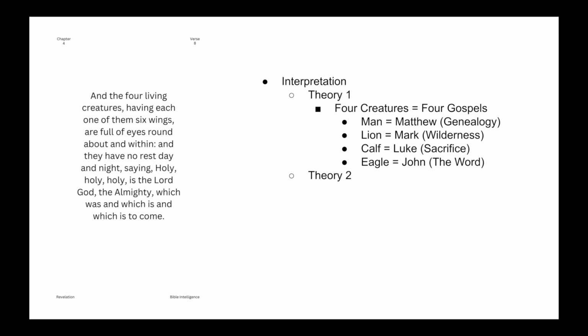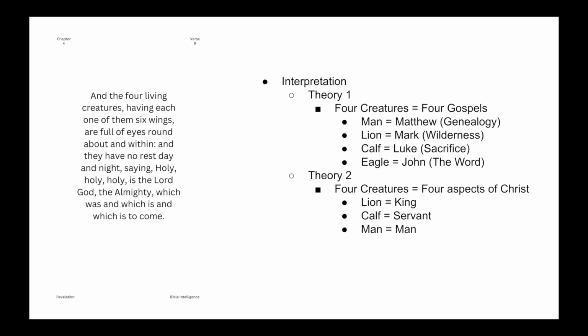The other theory is that the four creatures represent four aspects of Christ. The lion represents that Christ is king. The calf represents that Christ is a servant. The man represents that Christ was a man. And the eagle, the fact that it flies up, it kind of lives in heaven. So the eagle is symbolic of being the divine. So that's quite a nice way of looking at it. Like I say, these are theories. There might even be a couple more out there.